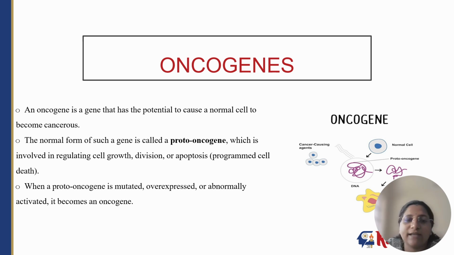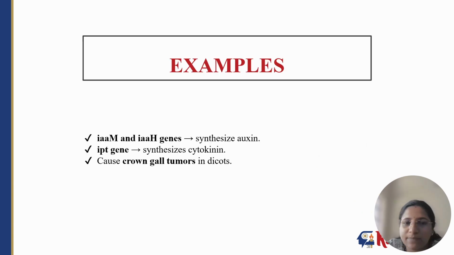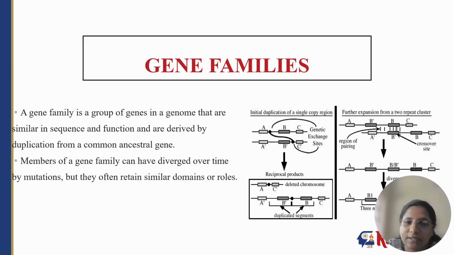An oncogene is a gene that has the potential to cause a normal cell to become a cancerous cell, that means overgrowth. The normal form of such a gene is called a proto-oncogene, which is involved in regulating cell growth, division or apoptosis, which is programmed cell death. When a proto-oncogene is mutated, overexpressed or abnormally activated, it becomes an oncogene. Examples of oncogenes are the IAAM, IAAH and IPT genes causing crown gall tumors in dicots.